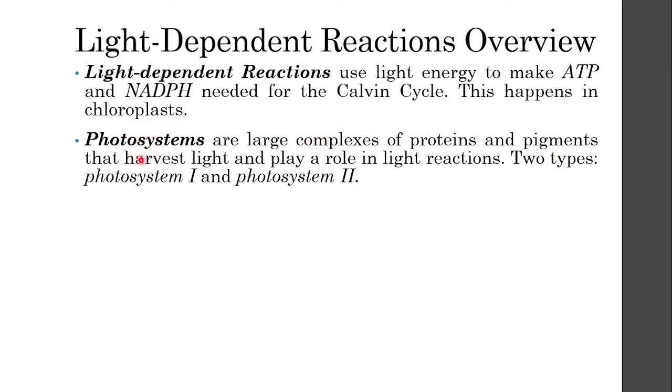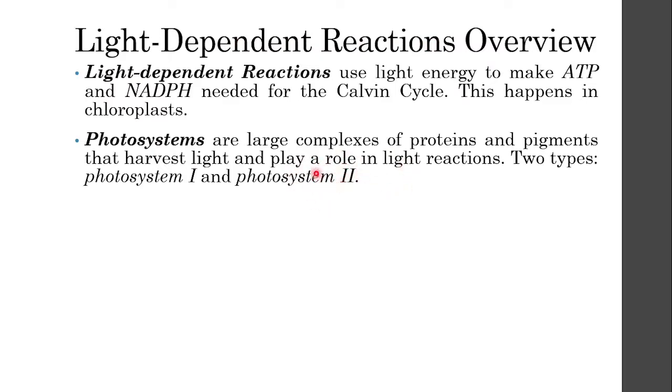And these photosystems on your thylakoid are necessary because first, they harvest the light, and second, they played a major role in the conversion of light energy to our ATPs and NADPHs. There are two types of photosystems that we will encounter today, photosystem 1 and photosystem 2. The whole process of light-dependent reactions, you would notice that we will always start on photosystem 2.